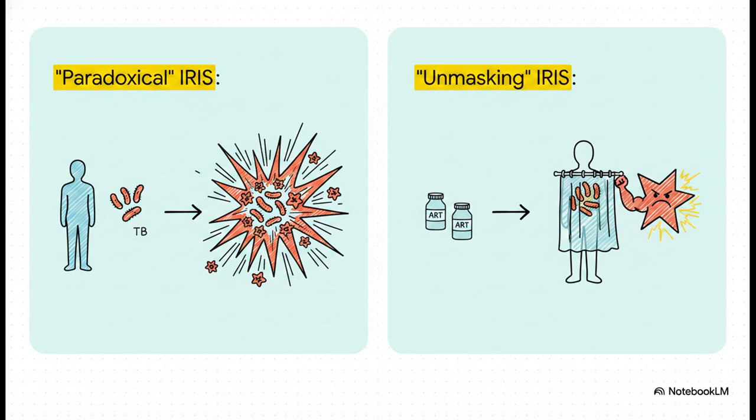The most common is paradoxical IRIS. This is when a patient is already diagnosed with TB, they're on treatment, but after you start their ART, their symptoms get way worse. Their brand new immune system is just overreacting to all the dead and dying bacteria. The other type is unmasking IRIS. This is when a patient starts ART and then all of a sudden develops symptoms of TB for the very first time. The recovering immune system has just unmasked a hidden subclinical infection that was flying under the radar.